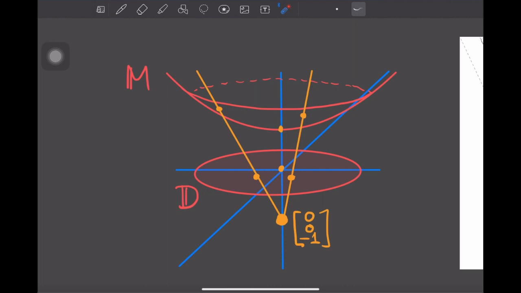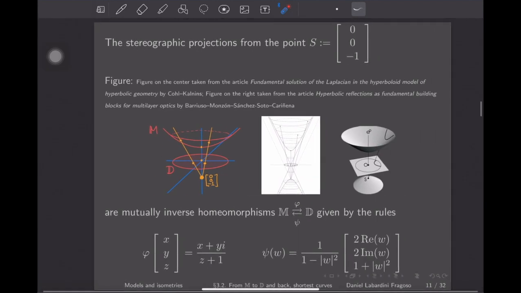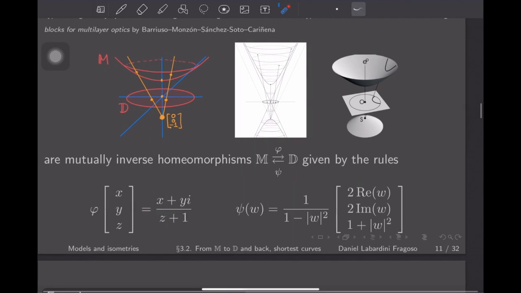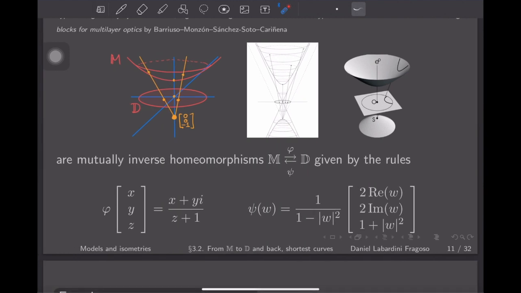And the other way around: if you start with this point, it's the same thing. You are still looking for a real multiple, but now lying at height 0. You get your equations, you solve them, and you arrive at these formulas. This is the formula from the hyperboloid to the unit disk, and this is the formula from the unit disk to the hyperboloid.